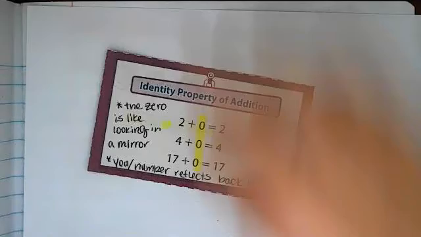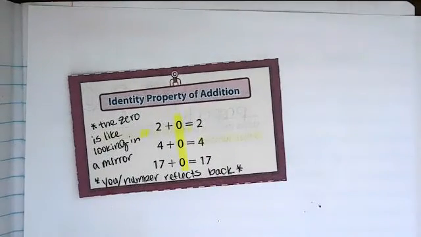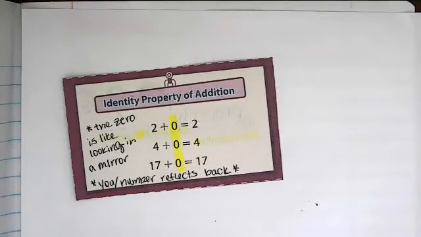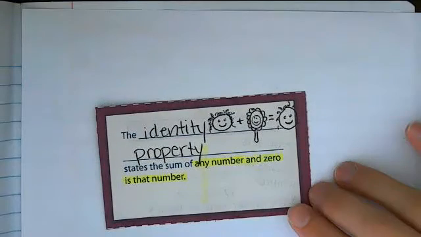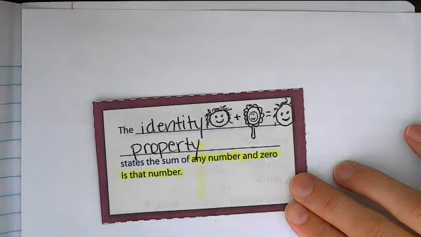And then the identity property says that the 0 is like looking into a mirror. When you look into a mirror, you see your reflection come back at you. So like 2 plus 0 equals 2, and so on and so forth. So the identity property is like looking into a mirror.